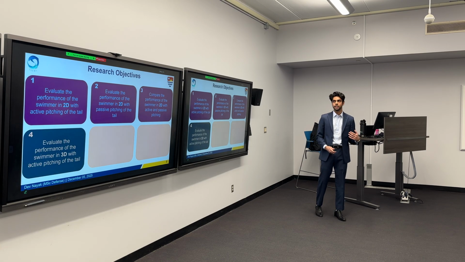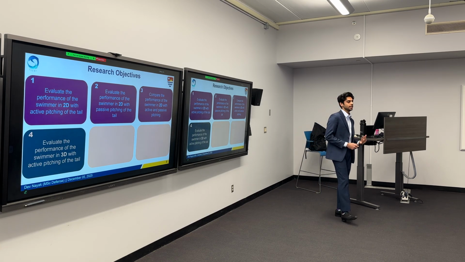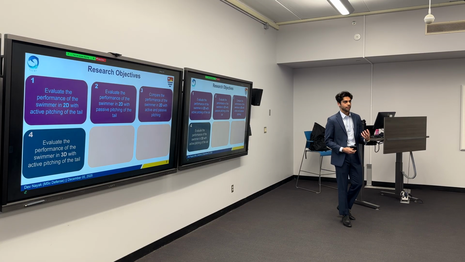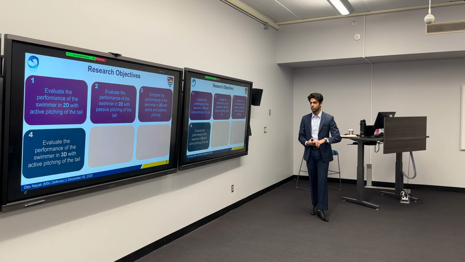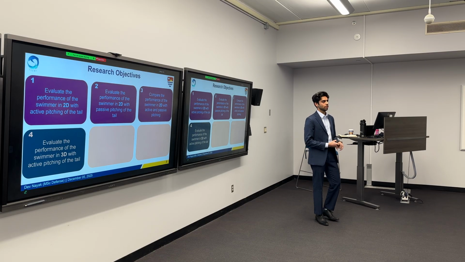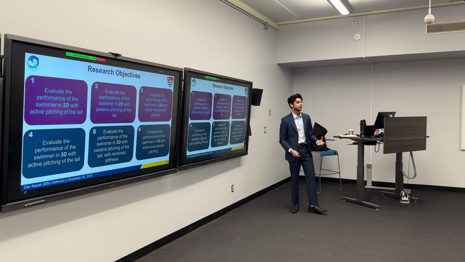The third objective is going to be very similar to the 2-dimensional analysis, but the difference is that we use the nonlinear stiffness to amplify the pitching motion. So here again, we will evaluate the performance of the swimmer in 3D with active pitching. We'll do the same for passive pitching, and then we'll compare the kinematics.